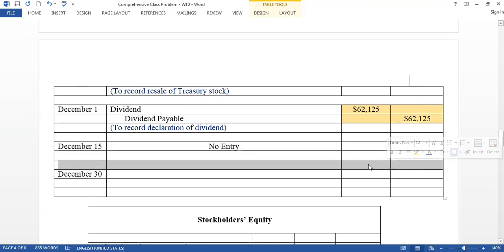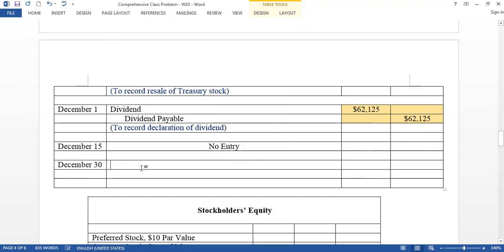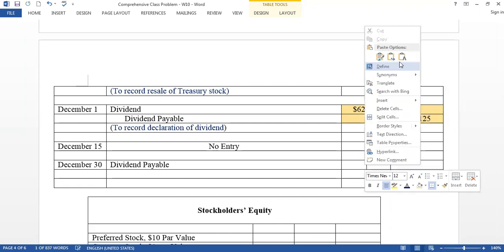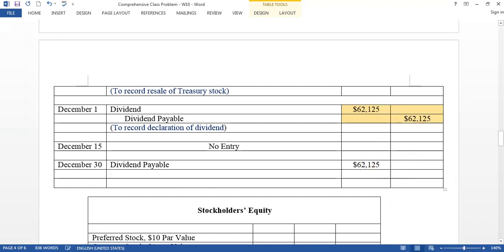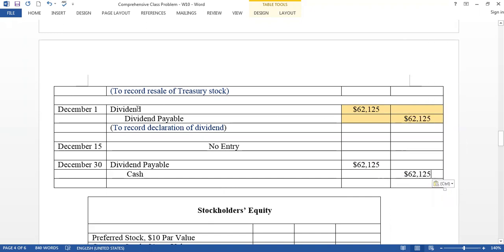Now December 30 is the payment date. So when the company pays dividend, dividend payable is debited, and their liability is going to decrease. Dividend payable debit, because we are going to pay it. So we don't have any liability. And now cash credit. So we declare dividend on one day, and now we pay dividend on another day.